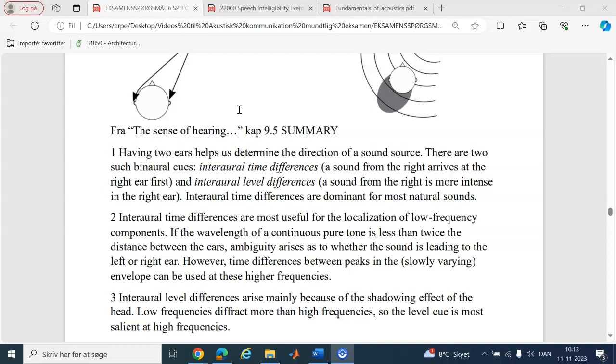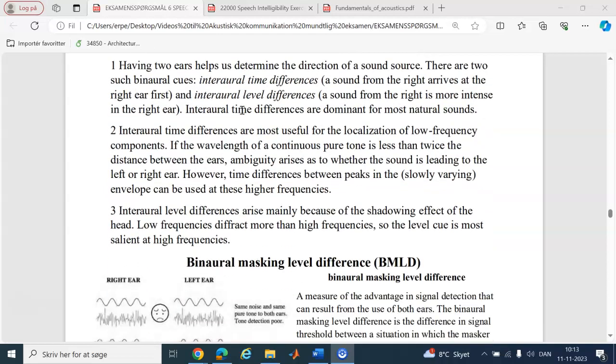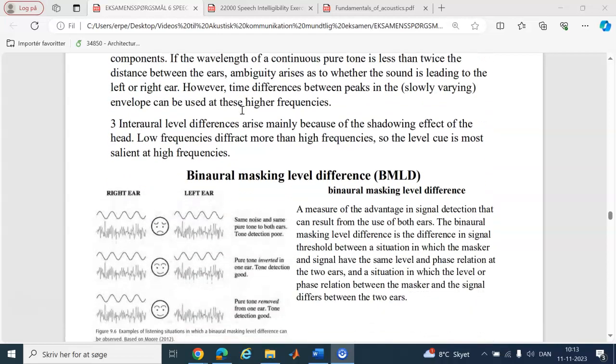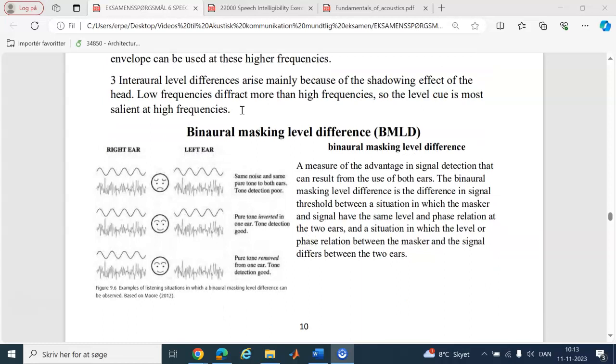Low frequency waves diffract more than high frequency waves. And then we have interaural level differences, which arise mainly because of the shadowing effect of the head. Low frequencies diffract more than high frequencies, so the level difference is most salient at high frequencies. Yes, the difference is more. Thank you. Part 2.